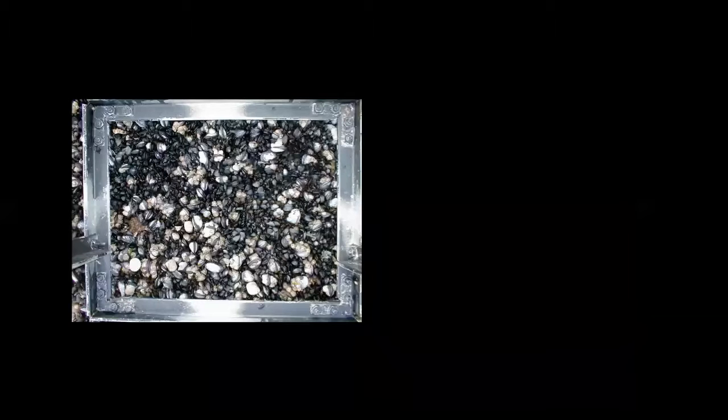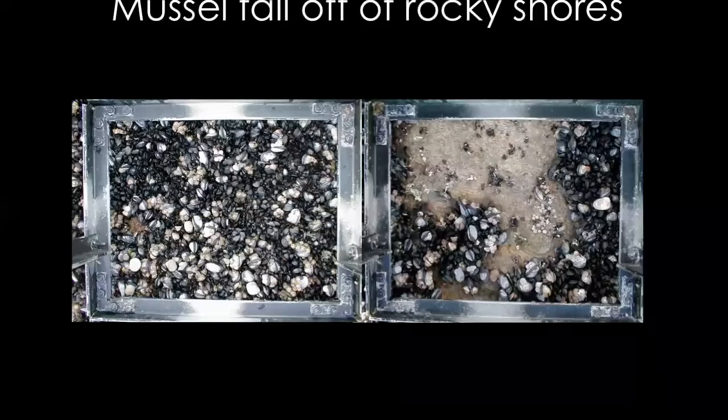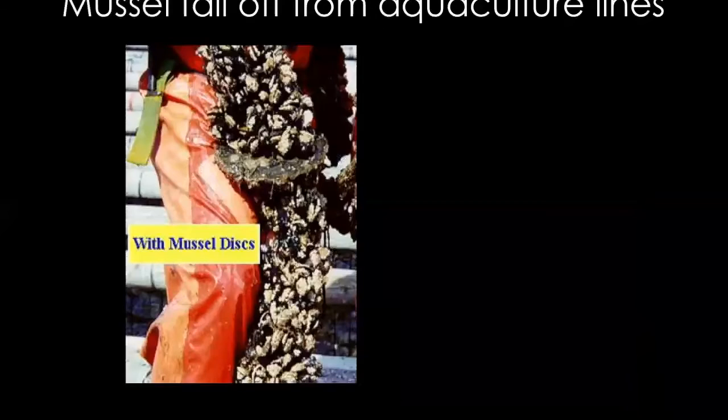This is a photograph back on a rocky shore of a mussel bed. What we see is when this exact spot is photographed 2 weeks later, about half of the mussels have disappeared. And so what we see is that mussel fall off is happening on these shores, and that's creating these large patches. Similarly, we see fall off from aquaculture lines. This line is nice and full of mussels, and that's what you would want to bring up if you were trying to harvest these.